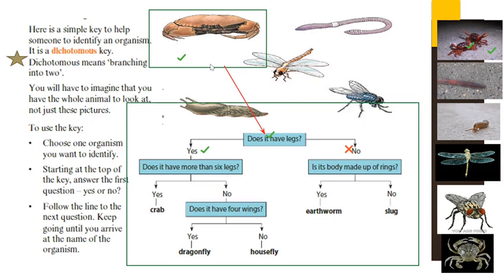Let me see here. Right over here. Oh, crabs have more than 6 legs. Yes, they have more than 6 legs, and they have 10 legs. So yes, it has more than 6 legs. So yes will lead us to the answer. It's a crab. All right.